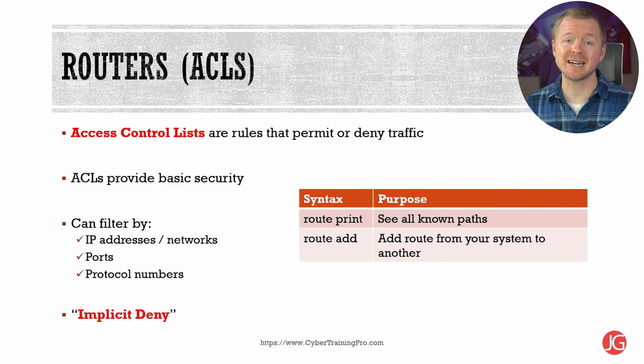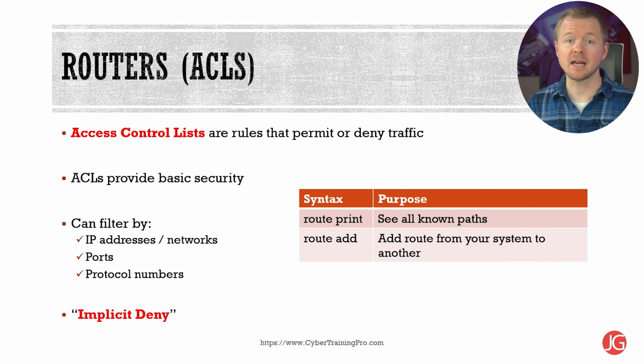ACLs can be helpful in providing security, but they're fairly basic. Some of the things that we can do with ACLs include filtering by IP addresses and networks, ports, and protocol numbers. ACLs also have something called implicit deny, which means that if there isn't an entry to allow certain traffic, it's going to be denied by default.